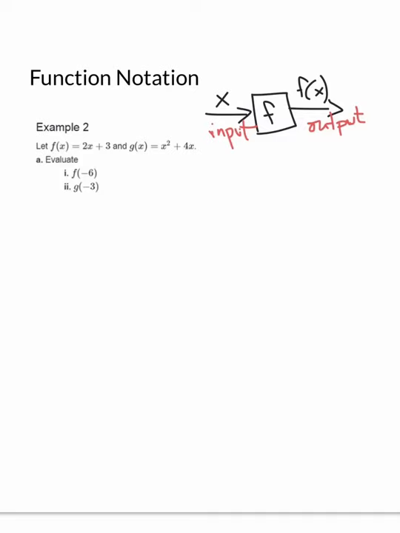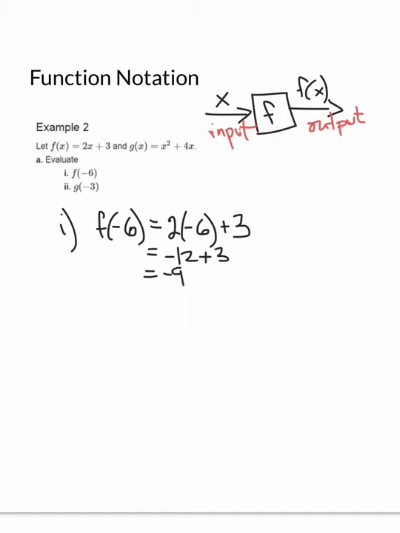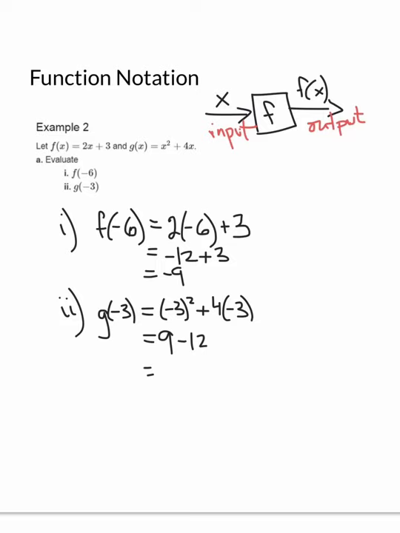So we're going to take the function f of x, and our input is now negative 6. So we're just plugging in negative 6 wherever we see x, and we're going to get 2 times negative 6 plus 3, which is negative 12 plus 3, which is just negative 9. Part 2 is g of negative 3, so now our x value is negative 3. We're putting it into g of x, and we get negative 3 squared plus 4 times negative 3. Remember that negative 3 is all in brackets, so it's going to be 9 minus 12, which is negative 3.